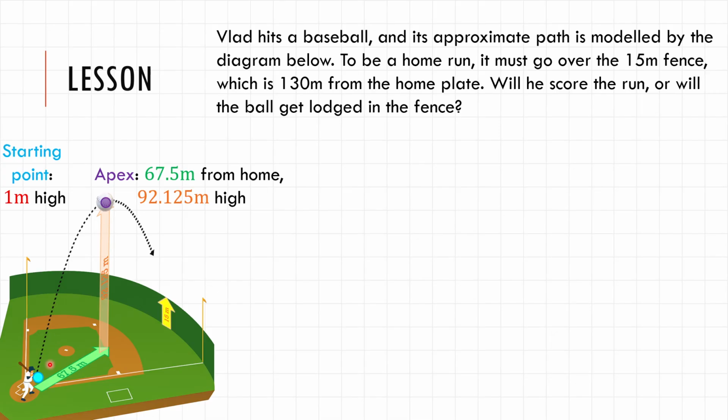Now, in order for this to be a home run, it has to go past the fence at the end of the baseball park, right? That fence would be about 130 meters from home plate, and home plate would be right over here.